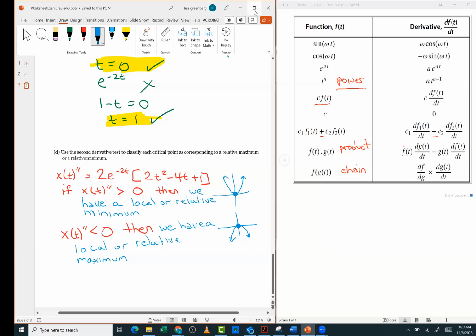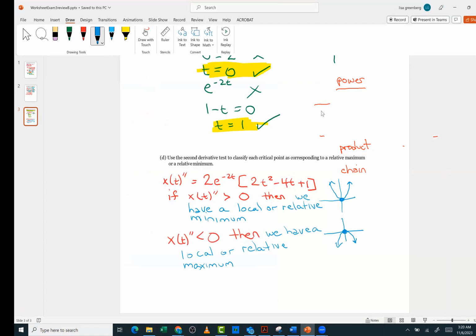I'm going to open this full screen now because we don't need that other side. And we're just going to plug in 0 first. When t equals 0, my second derivative, and I'm picking these numbers from here. These are my critical points. These are where the relative max and relative mins occur. We're going to find out if we can figure out which is which.